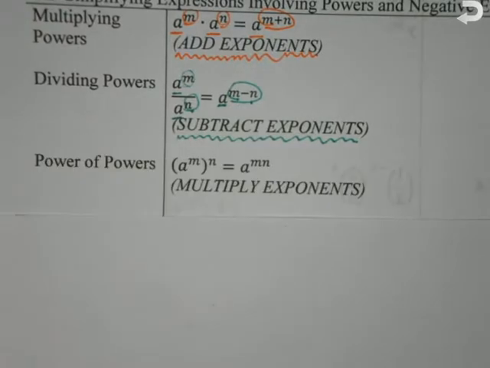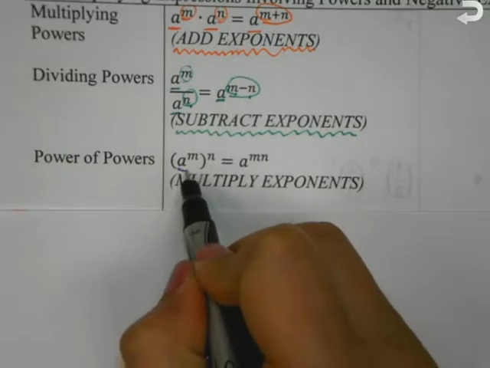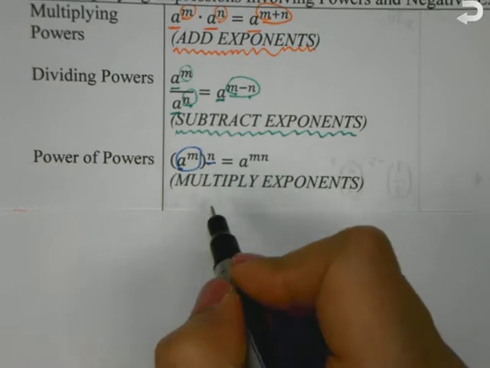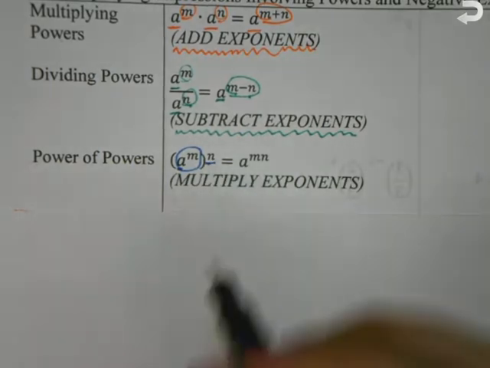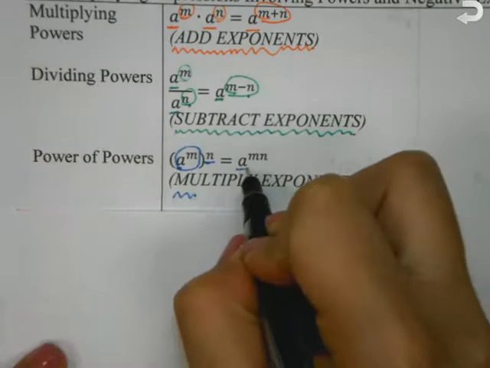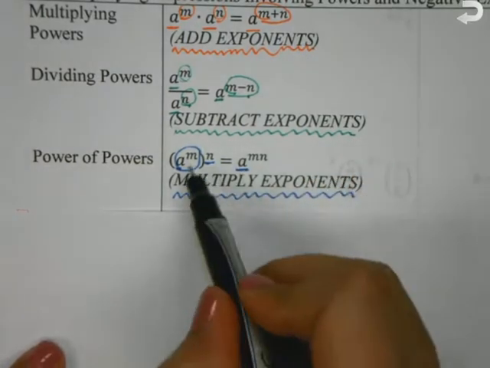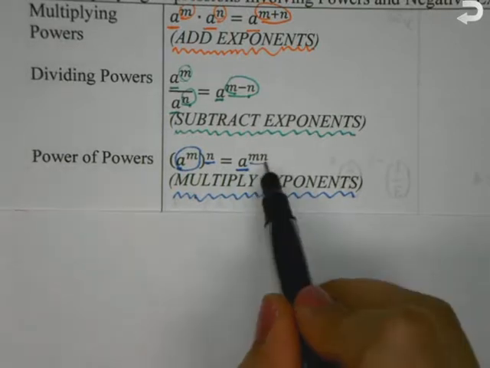We also have what is called a power of powers. That means that I am taking something with an exponent and then raising that to a power. So there'll always be parentheses around it. What happens then is I take the base, keep it the same, and I multiply the exponents. So if there's ever parentheses with a power attached, that means that I'm going to be multiplying the exponents together.